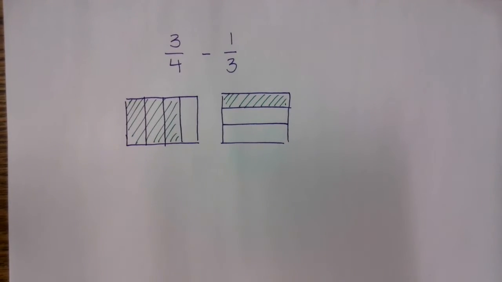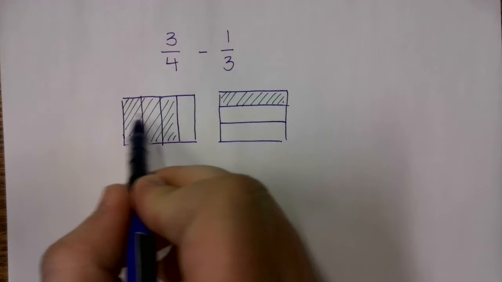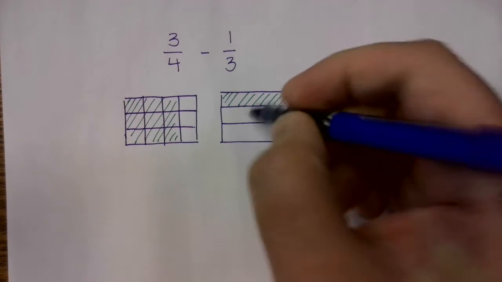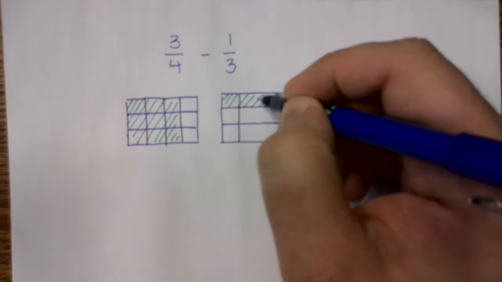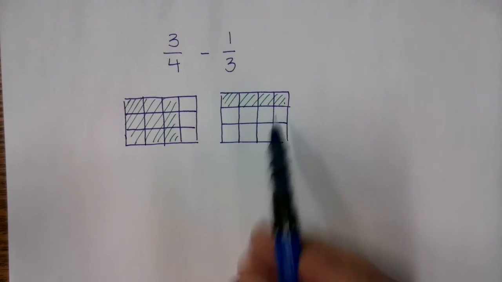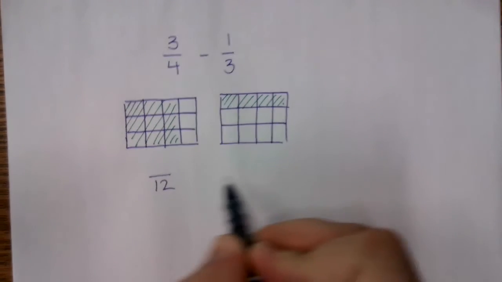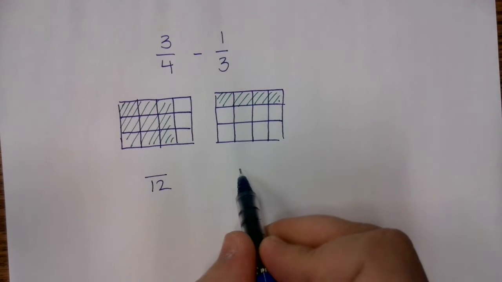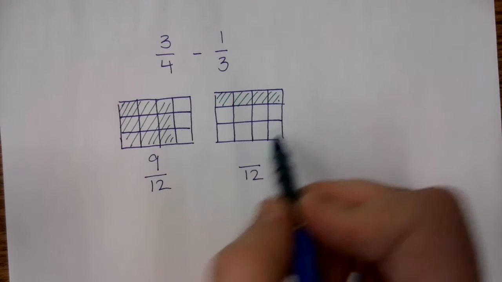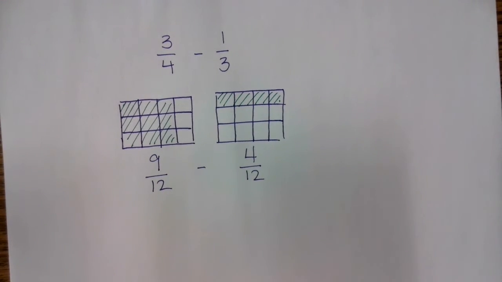This is where I'm going to cross my lines. My thirds lines go here. My quarter lines go here. And now each rectangle has 12 pieces instead of quarters and thirds. And I have 9/12 and 4/12 that I will be subtracting.